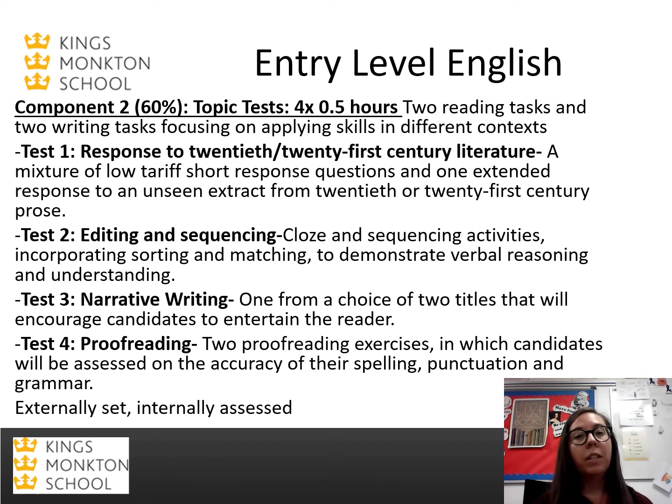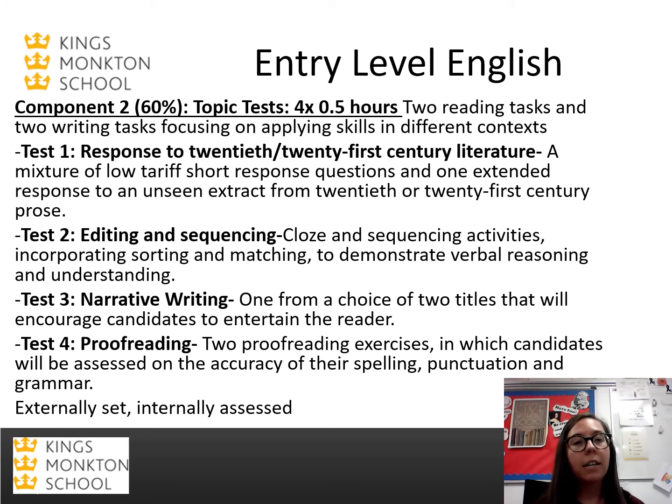The next component within the entry-level qualification is component 2, which is 60% of the overall qualification. Now, this part of the qualification is the topic tests. Pupils will complete 4 topic tests over the year, and each test is only about half an hour in length. There are 2 reading tasks and 2 writing tasks, focusing on applying skills in different contexts. Now, the first test is response to 20th and 21st century literature, which is a mixture of low tariff short response questions and one extended response on an unseen extract from a 20th or 21st century prose.